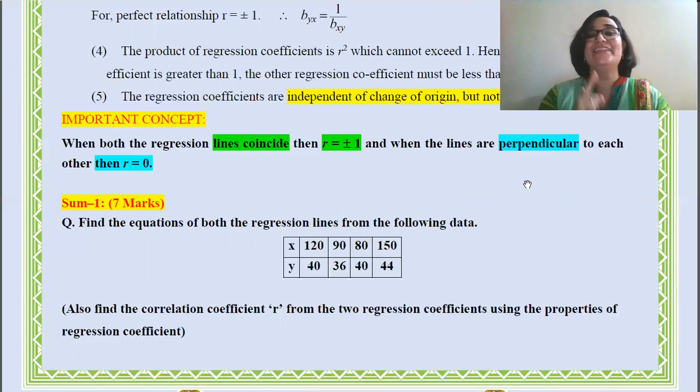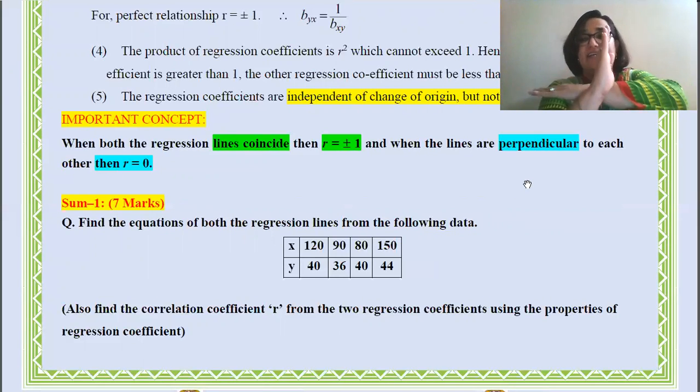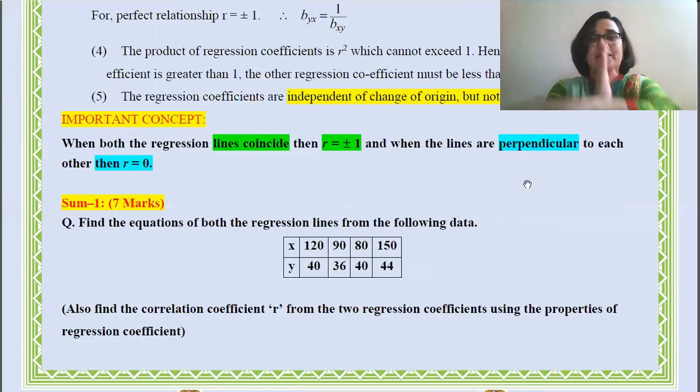And when the lines are perpendicular to each other, perpendicular मतलब मैं क्या बोला था क्लास में, गुजराती में क्या बोलते हो, लंब, माने से 90 degrees का एंगल बनता है, right? So when two regression lines are perpendicular to each other, R is equal to 0. ये याद रखना, नोट कर लो, ये बहुत इंपॉर्टेंट, शॉर्ट एक लाइन या वन लाइन या शॉर्ट 1 मार्क में आ सकता है और पूछा गया था इस एग्जाम में भी, right?